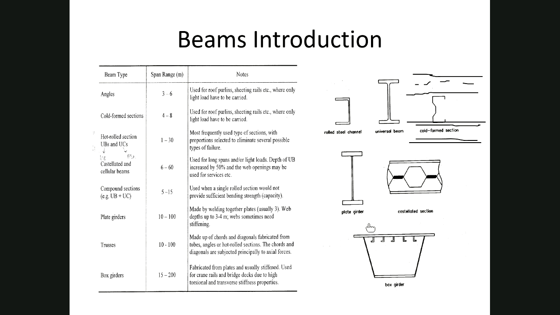Plate girders, so I learned how to design plate girders. Normally they're from 10 up to 100 meters, often used in bridges, car parks, things like that. They're made by welding plates together, usually at least three plates. So we have a top flange, a bottom flange, and a web. The good advantage of this is you can make it any height you want, because you just specify whatever height you want of the web. You can have any thickness you want for the web, top flange or bottom flange.